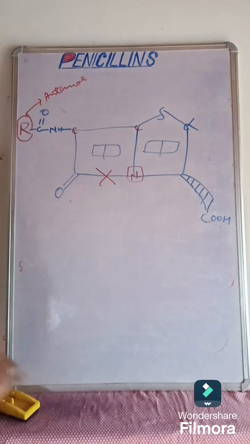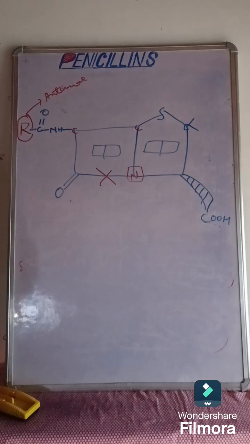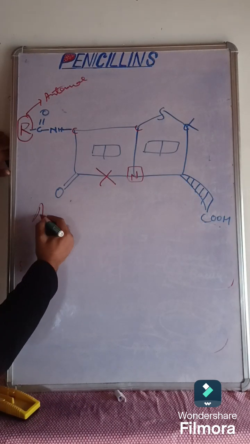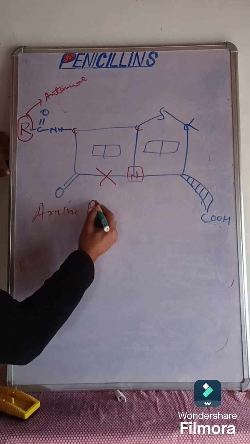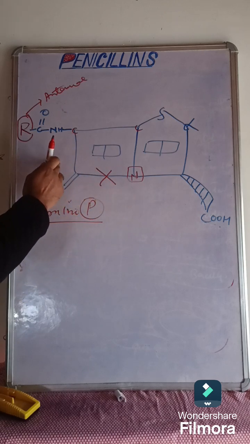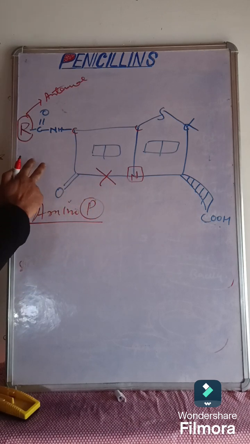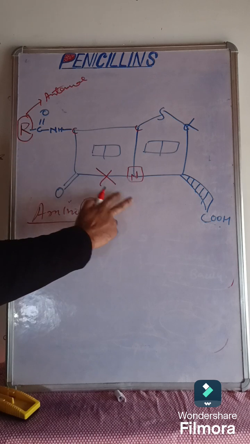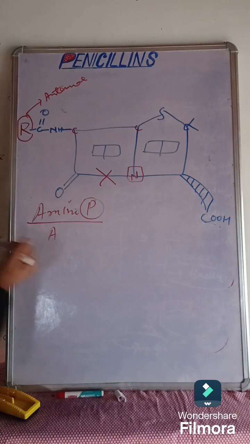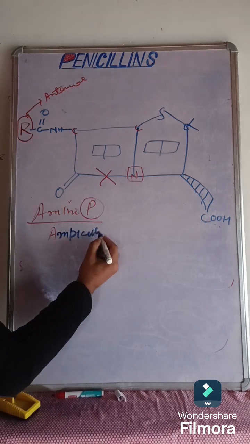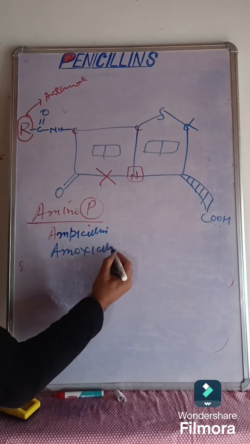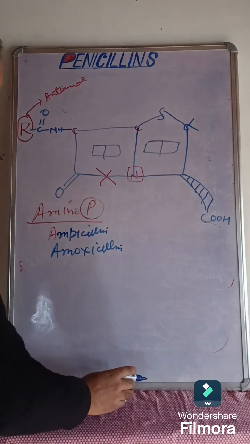After natural penicillins, we build another class of penicillins which are called aminopenicillins. What are aminopenicillins? When an amine group replaces the side chain in the basic penicillin structure, it is called aminopenicillin. The two members are ampicillin and amoxicillin, well-known drugs.